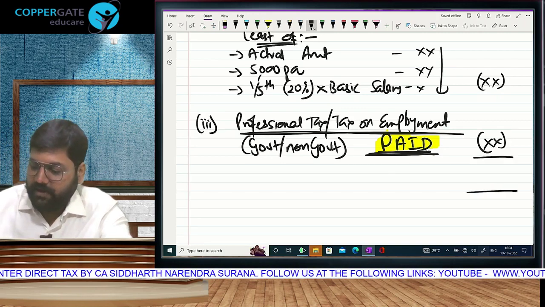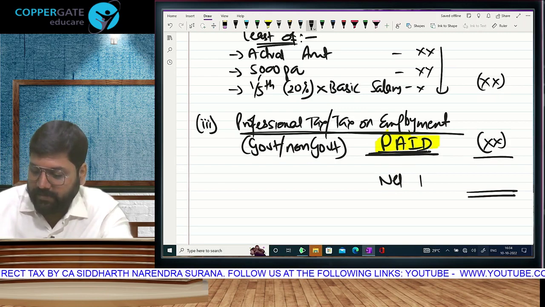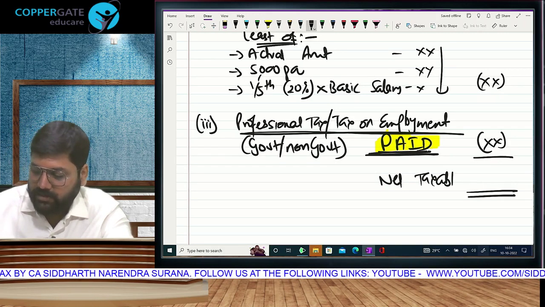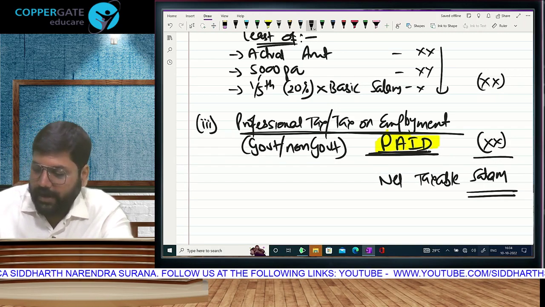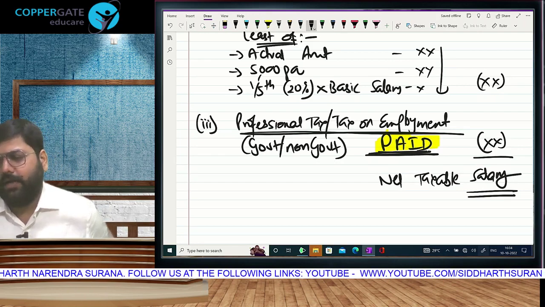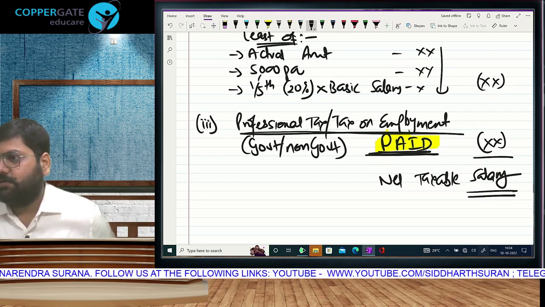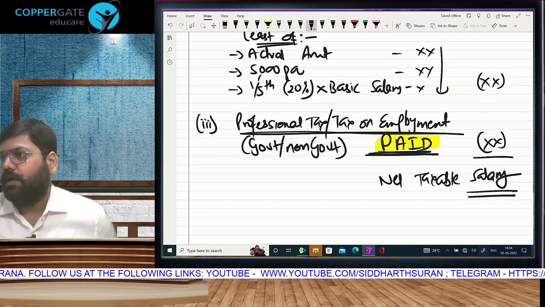Taking these three deductions, ladies and gentlemen, congratulations, that is your net taxable salary. Done. Net taxable salary. This is what we have to learn in our chapter on salary.